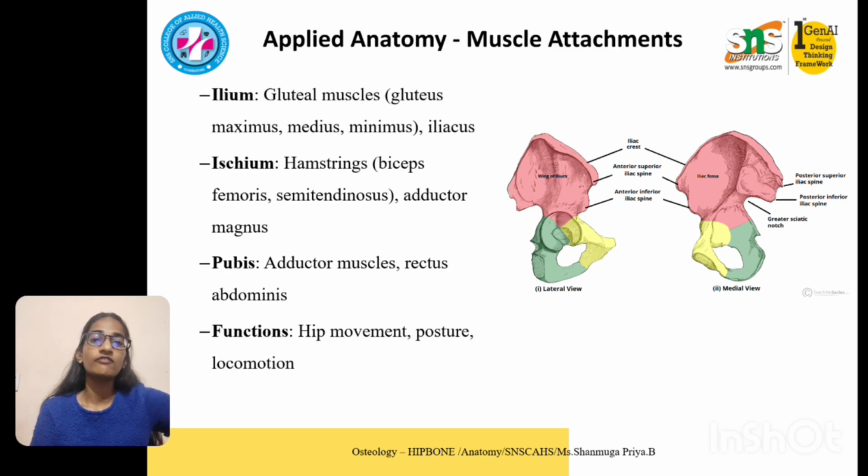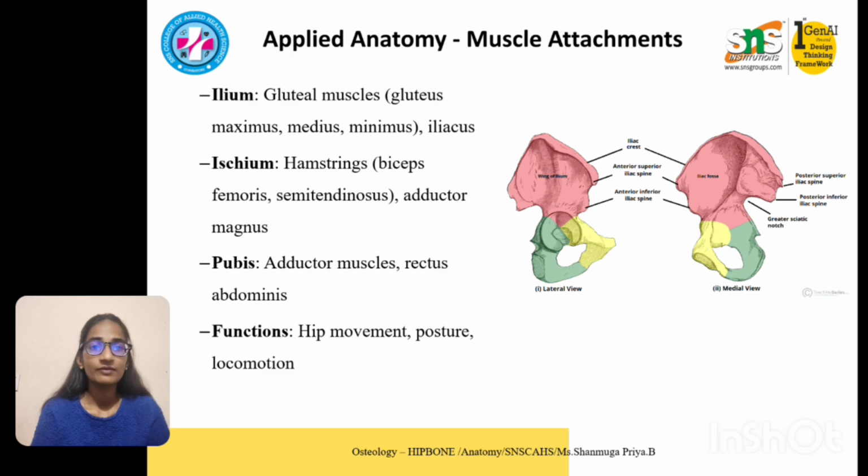And next we have applied anatomy, in which we are just going to see the muscle attachments of the hip bone. In applied anatomy, the hip bone provides key muscle attachments. On the ilium, we have gluteal muscles, that is maximus, medius, and minimus, for hip extension and abduction. Plus, we have iliacus for hip flexion.